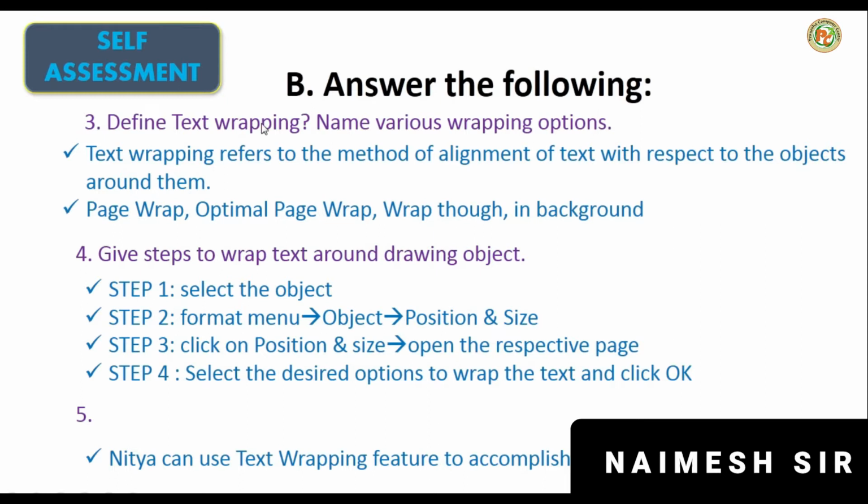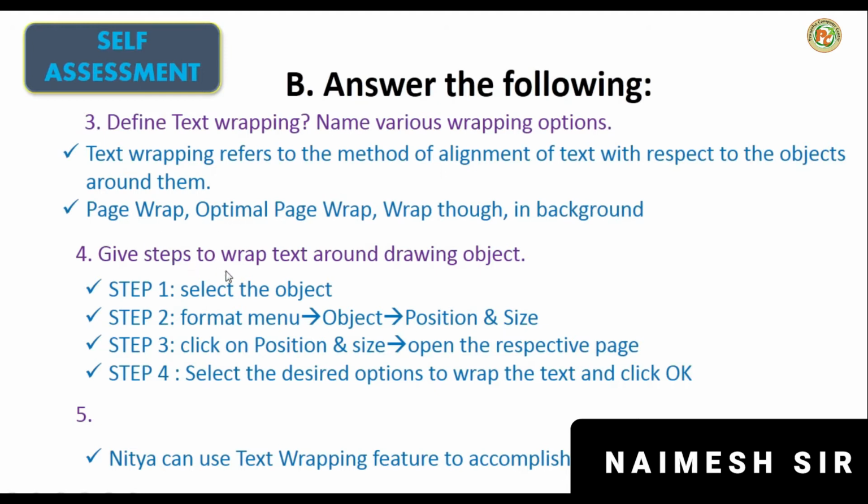Define text wrapping. Name various wrapping options. Text wrapping refers to the method of aligning the text with respect to the objects around them. There are different wrap text options, like page wrap, optimal page wrap, wrap through, in background, in front of the text. These are examples of the text wrap options.